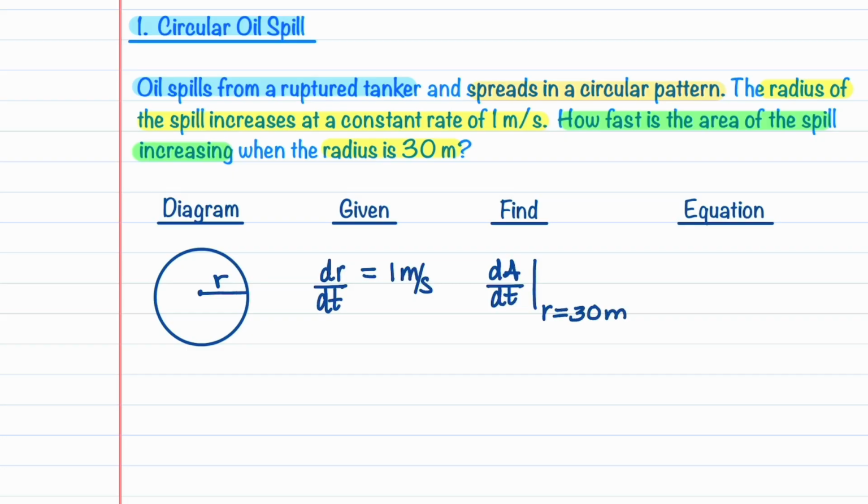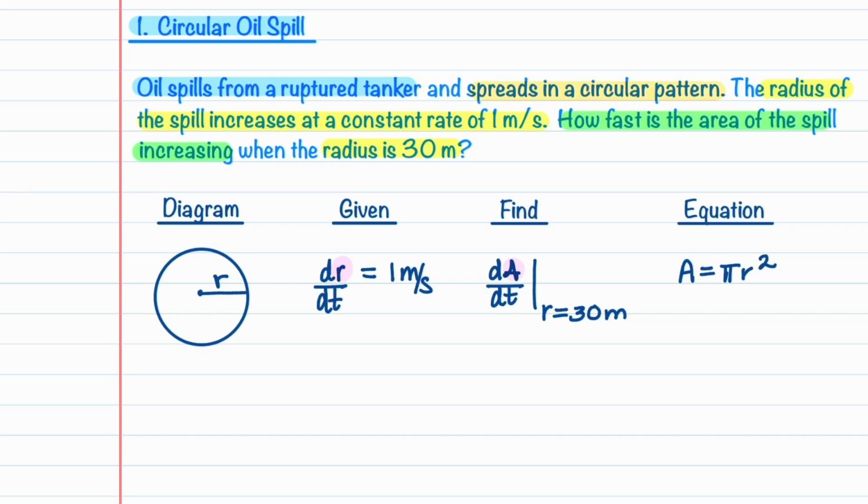And now we have to find an equation. We want to find an equation that relates what we're given, such as the rate of change of the radius, to what we want to find, the rate of change of the area. So we need to think what formula that involves a circle has area and radius in it. And that formula is A equals pi r squared.